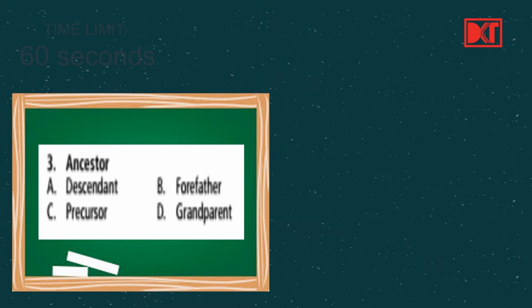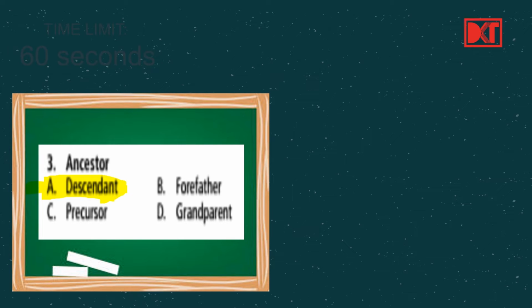Okay, so the next word is ancestor. The options are A. Descendant, B. Forefather, C. Precursor, D. Grandparent. Now here the antonym is A. Descendant.